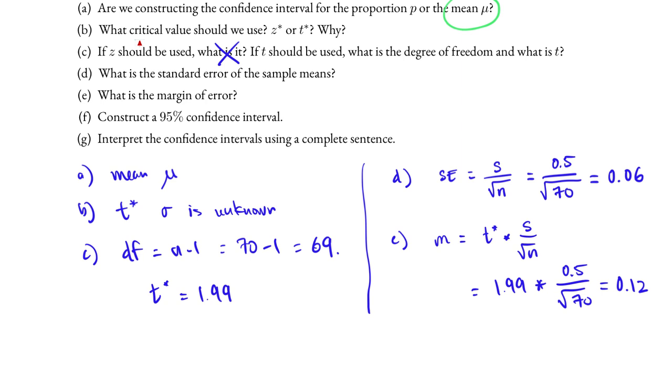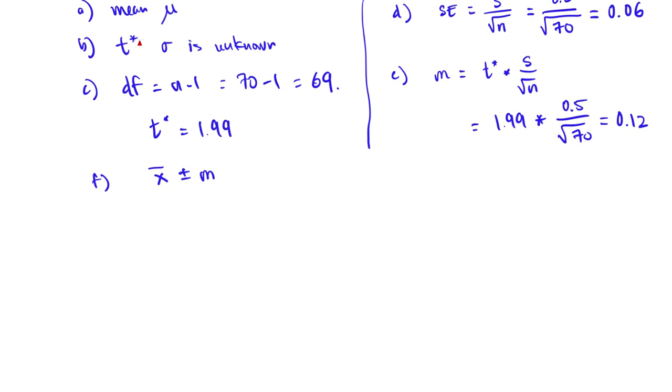Once we get the margin of error, we would construct the confidence interval. The confidence interval is computed using the point estimator, in this case for the mean x bar, plus or minus the margin of error, where we computed the margin of error already. And so this is 1.5, because the sample mean x bar is 1.5, plus or minus the margin of error, 0.12, which we computed.